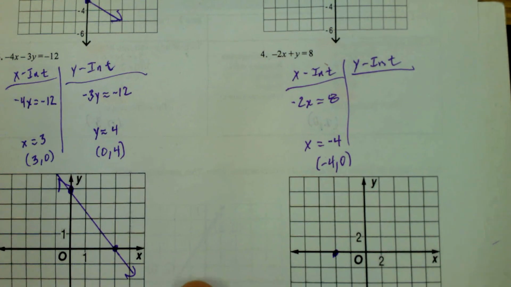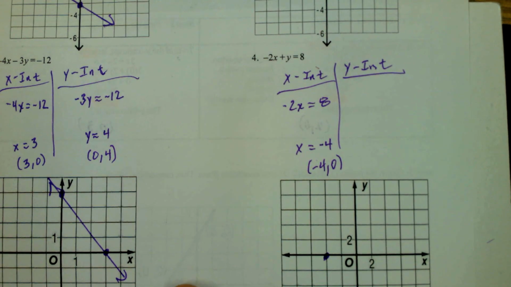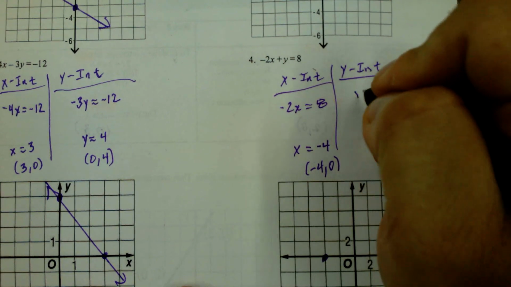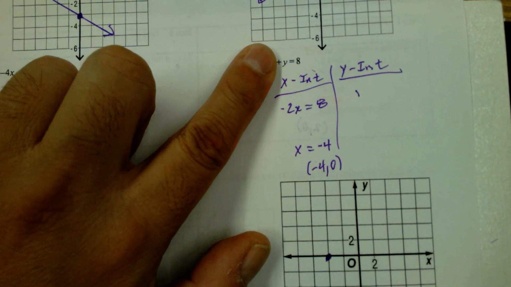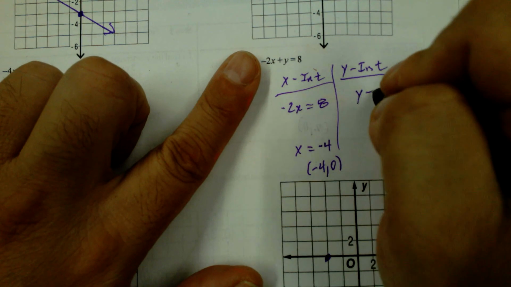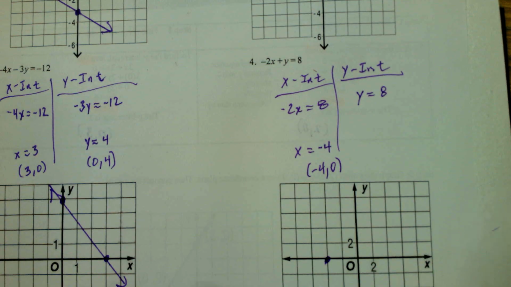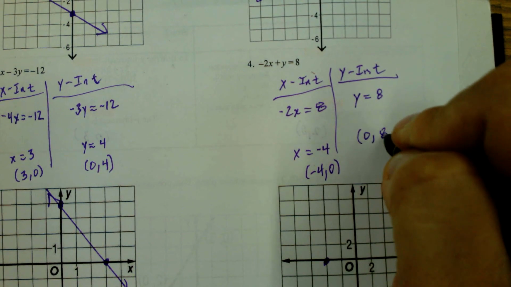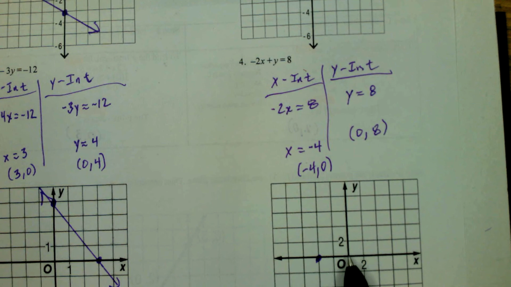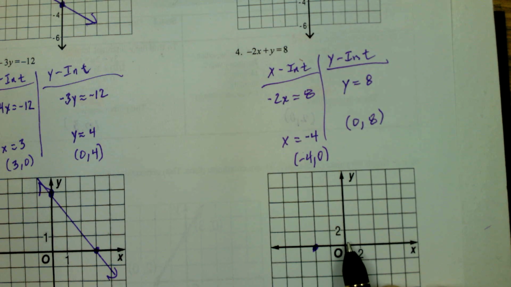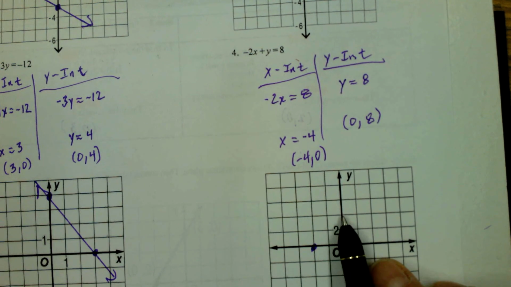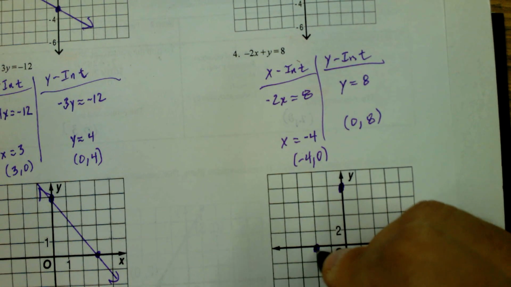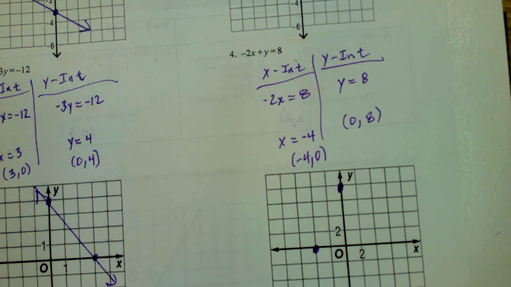Let's find, what's our equation for finding the y-intercept? Y equals 8. You cover up negative 2x, and you just have y equals 8. So we get the y-intercept number right away, 0, 8. And since we're counting by 2's, 0, 8 would be 1, 2, 3, 4 right here. This is 0, 8. There we go.